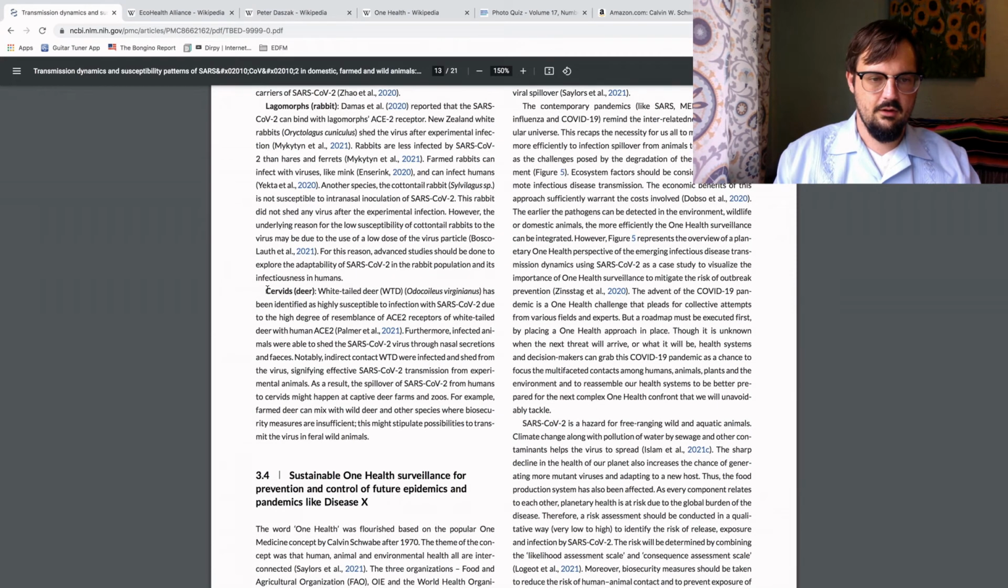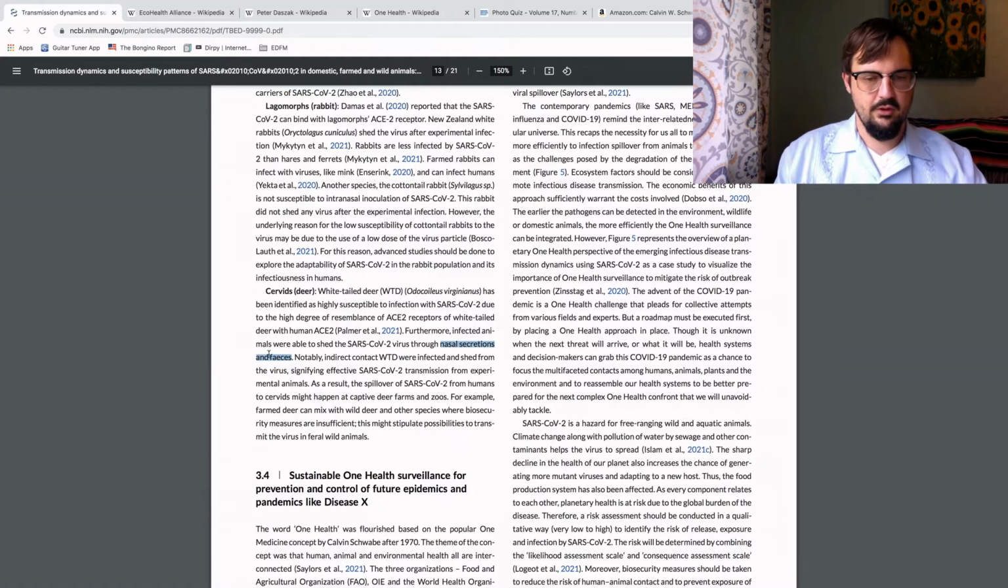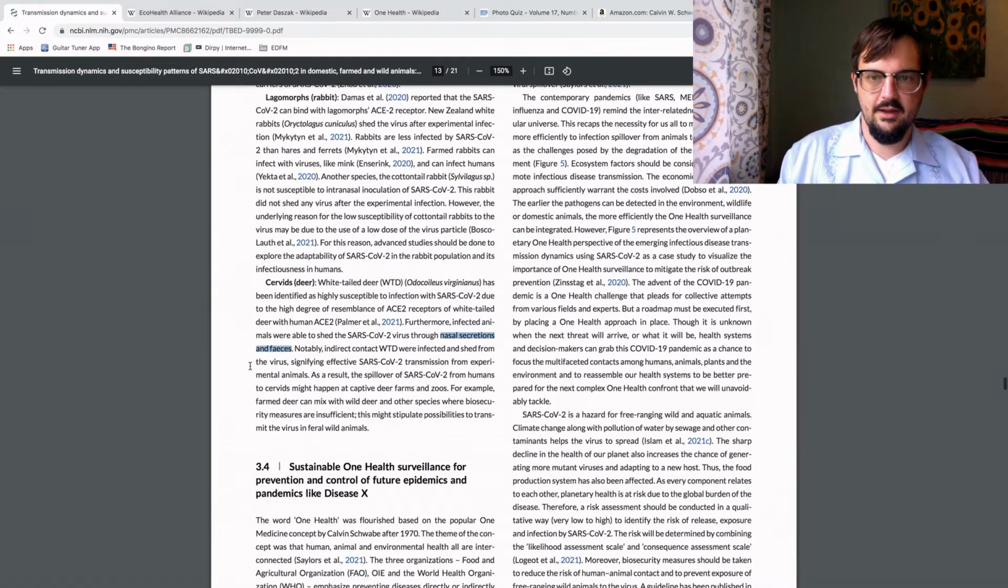Right, and deer. So this is an example of where they didn't do these studies. These were just examining, testing deer populations, testing nasal secretions and feces of deer that they found in the wild. And this is supporting the claim that we shouldn't be able to hunt or anything like that.